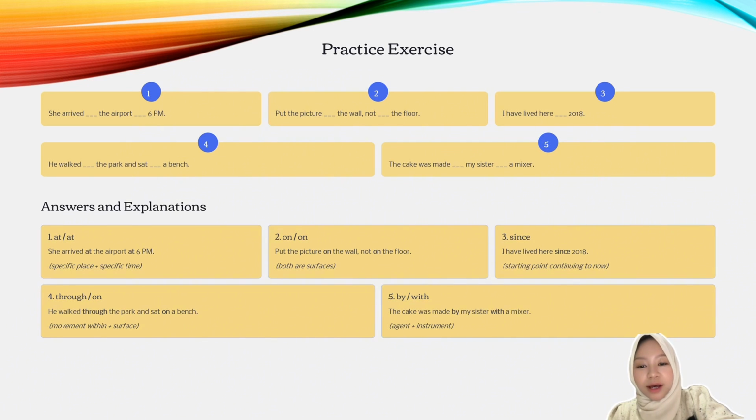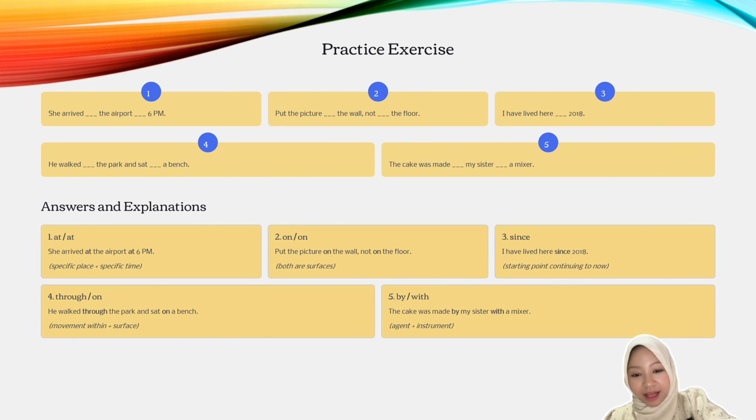And number 2, put the picture the wall, not the floor. The correct answer is on the wall and on the floor. We use on for surfaces. A wall is considered a vertical surface and a floor is a horizontal surface, but both are still surfaces. And that's why we don't say in the wall but on the wall, because the picture is attached to the surface of the wall.